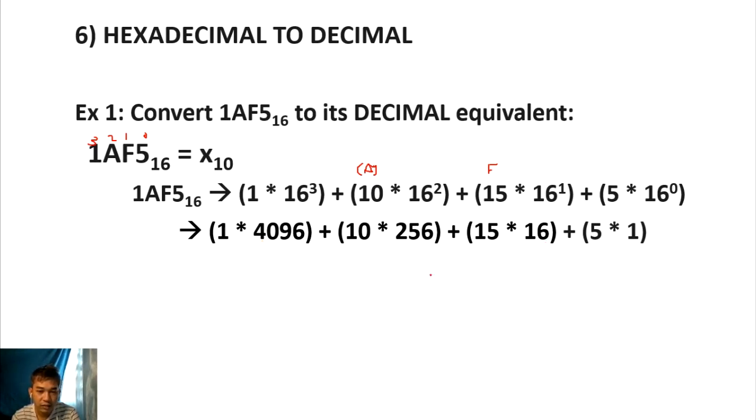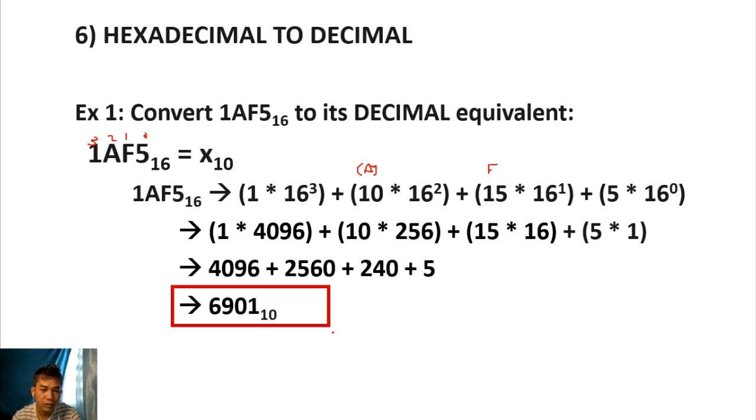So ang sum niya is equals to 6901 base 10. So don't forget to put base 10 to identify that it is a decimal number.